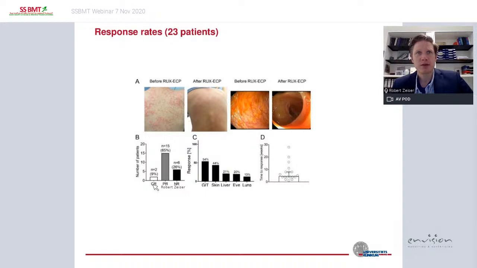You see only 9% achieved a CR, but many patients achieved a partial remission. There were, of course, still some non-responders. You see that different organs responded, though the GI tract responded very well, and skin particularly. Time to response varied a lot. You have to have patience with the response rates because some patients need a lot of time. This is time to response in weeks.